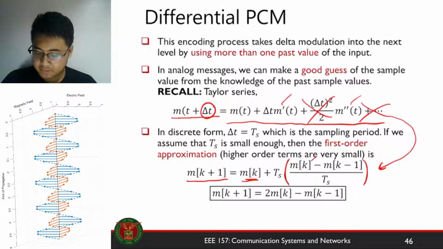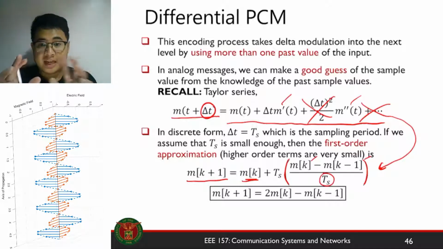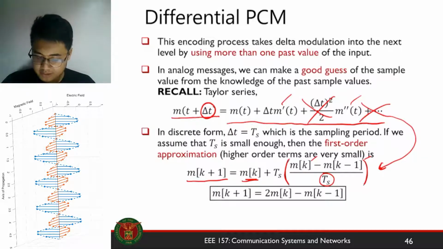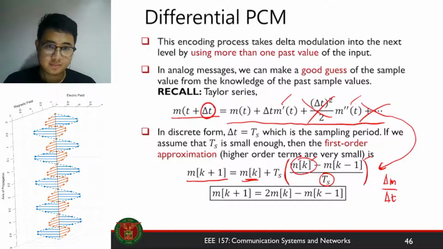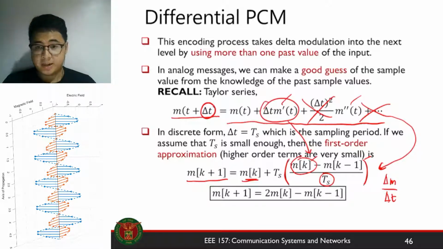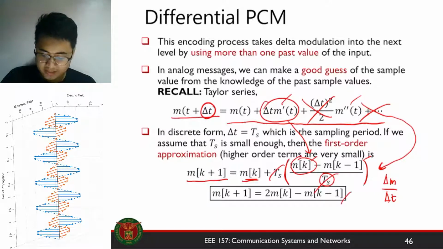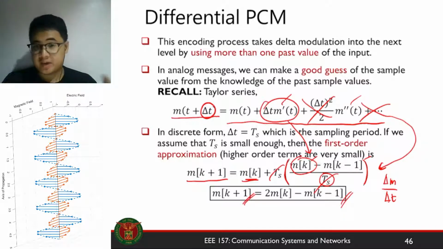So the first derivative looks like this approximately: current sample minus previous sample divided by your time step. Okay, so where did this come from? Recall that the derivative is basically delta m over delta t. Delta t is T sub s. Delta m is the difference between the current and the previous sample. So this term here is just this term right there. T s cancels out, and you get this equation to predict your future value based on your current value and your past value. So this is the formula that you'll use.